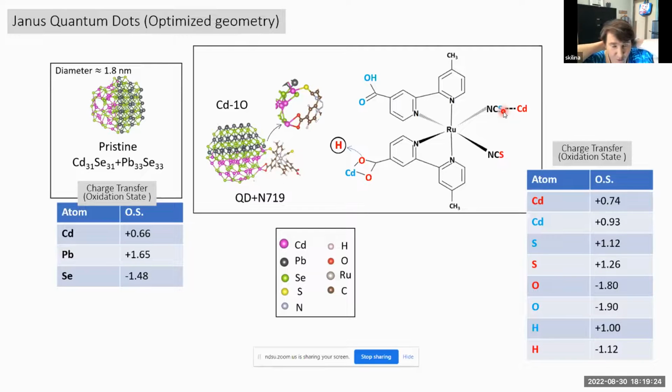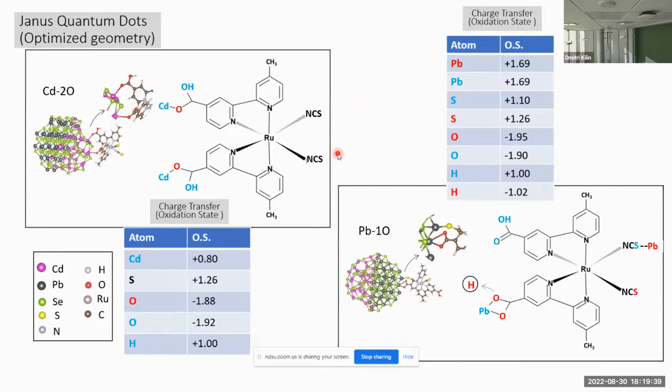Okay, so then I'm wrong. Then what you call 1 O, both cadmium 1 O and lead 1 O, also includes interaction through the isocyanide group, right? In CD1O it is true, but PB1O? Yeah, both. And the interface has carboxylic group attachment on both sides. So, yeah, one sulfur and one oxygen on the cadmium.